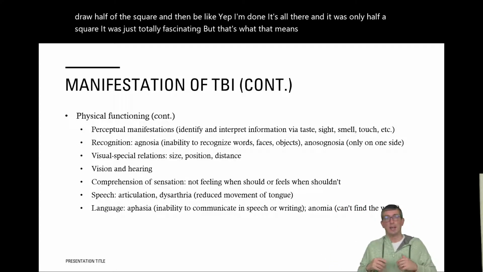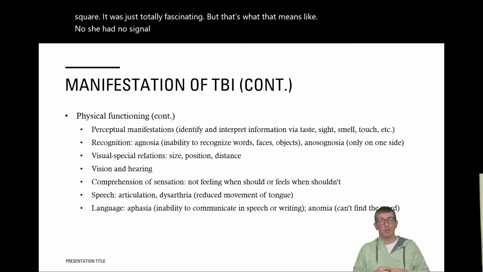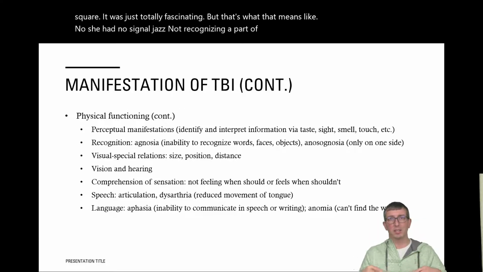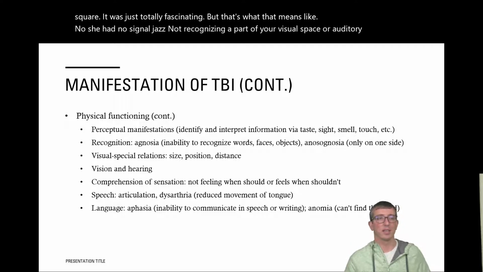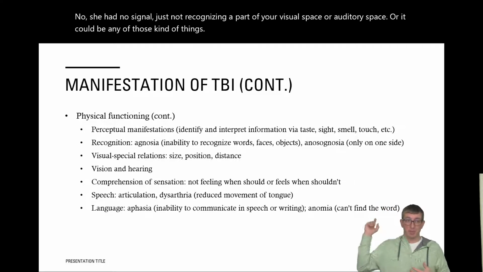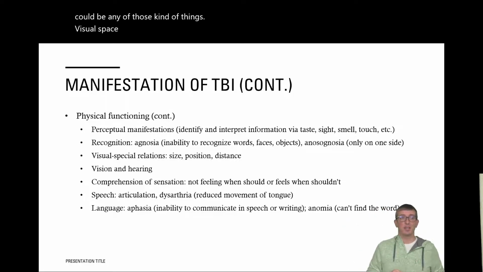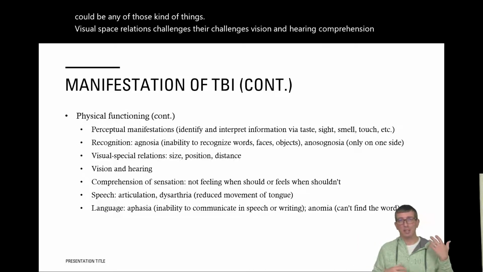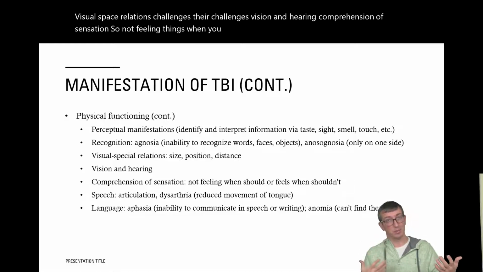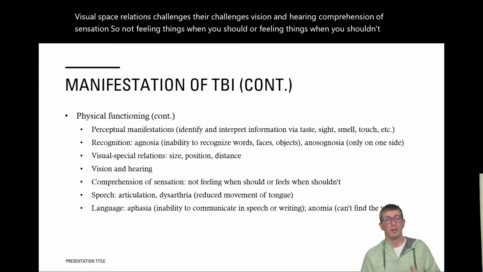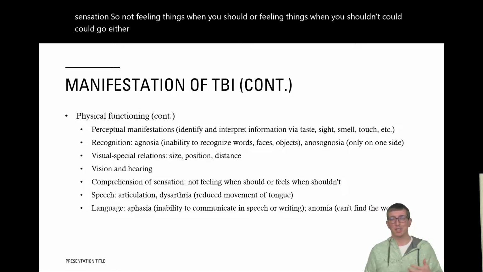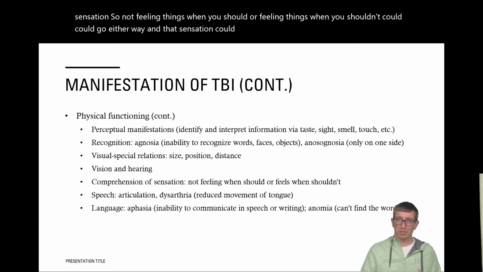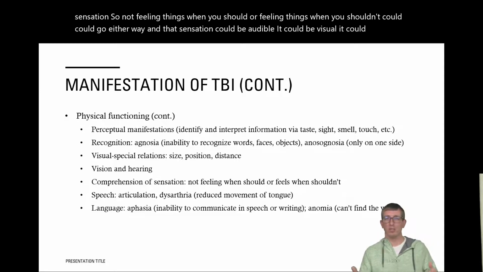Anosognosia is not recognizing a part of your visual space or auditory space, or it could be any of those kinds of things. Visual space relations, challenges there, challenges of vision and hearing, comprehension of sensation, so not feeling things when you should or feeling things when you shouldn't, could go either way. And that sensation could be audible, it could be visual, it could be touching, it could be all kinds of things.